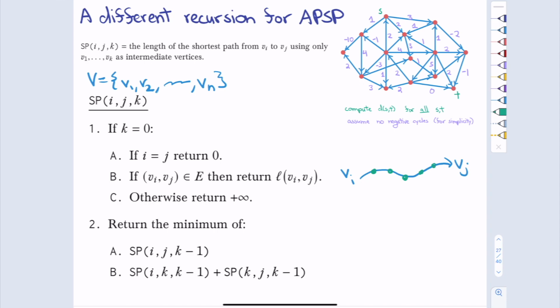Okay. You know, various intermediate vertices, VH. And what we're going to do induction on is saying that all these in-between vertices can only be from V1 through Vk for some parameter k. So that's what we have here, this recursive spec. I wrote SP for shortest path. SPIJK is the length of the shortest path from Vi to Vj using only V1 through Vk as intermediate vertices.